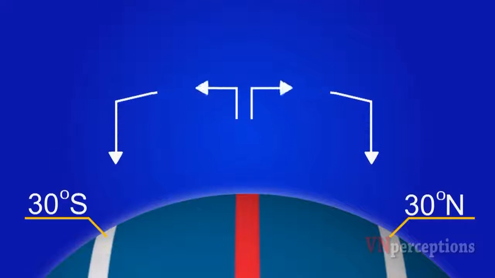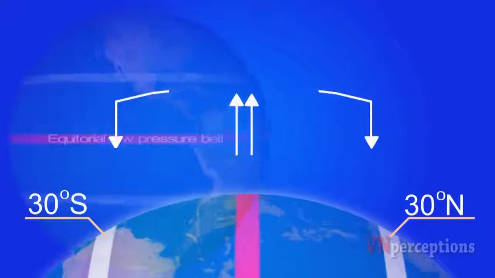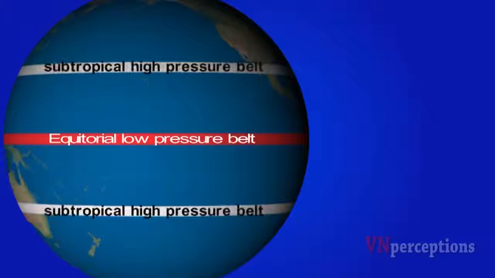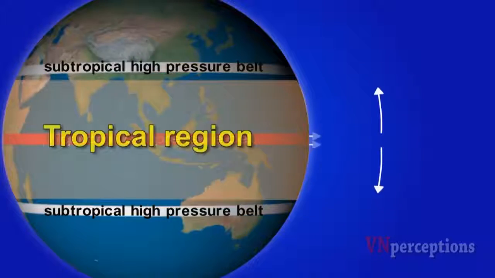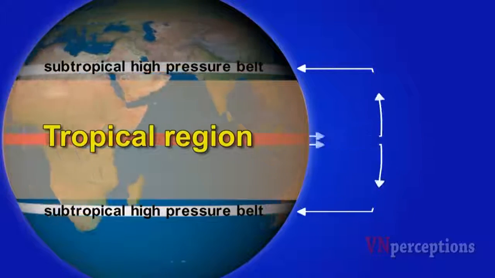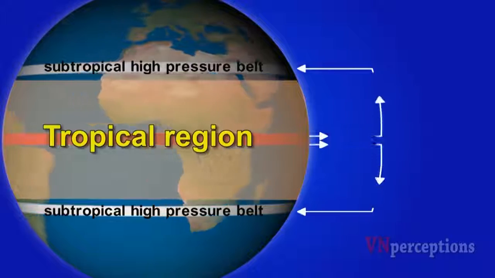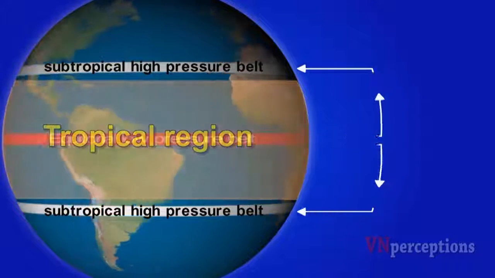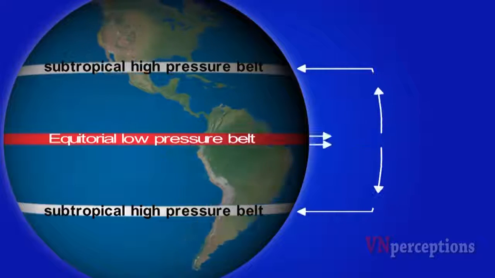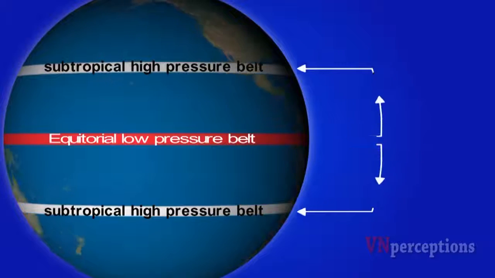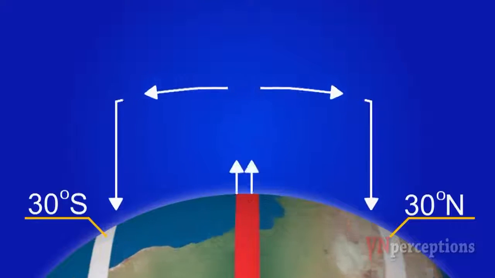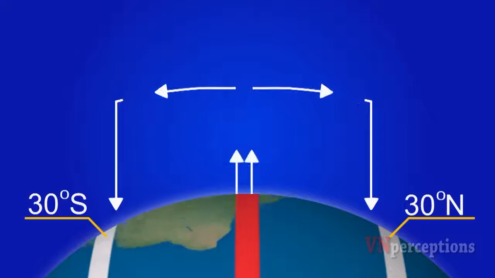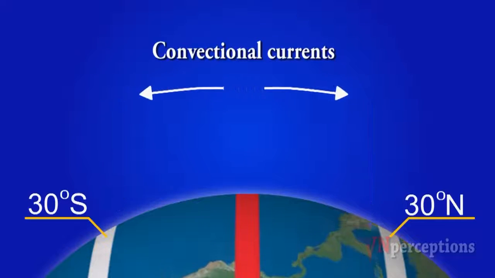This sinking air is cool air, so it forms high pressure systems. These regions are called subtropical high pressure belts because these regions lie outside the tropical region and at the same time adjoin the tropical region. The sinking air now moves towards north and south. So, along the equator, the warm air rises, spreads out, cools and sinks down. In this way, it develops convectional currents.